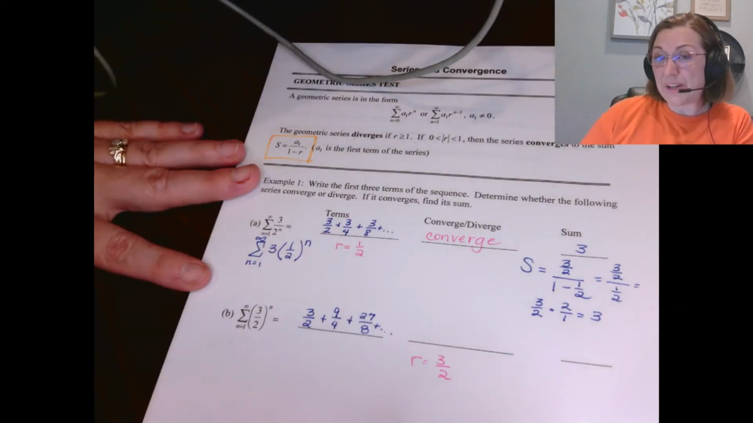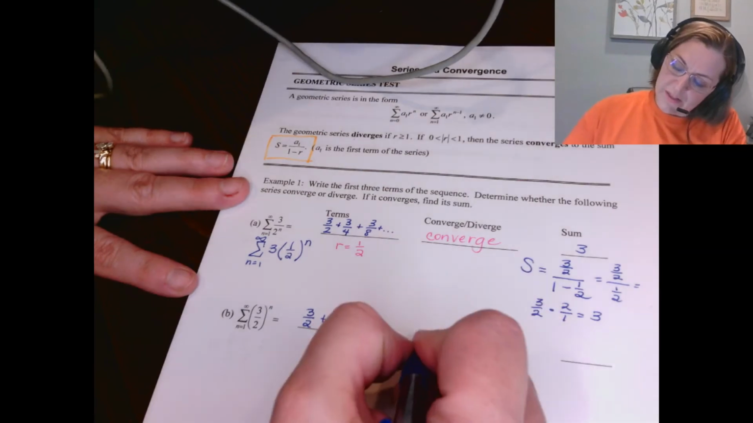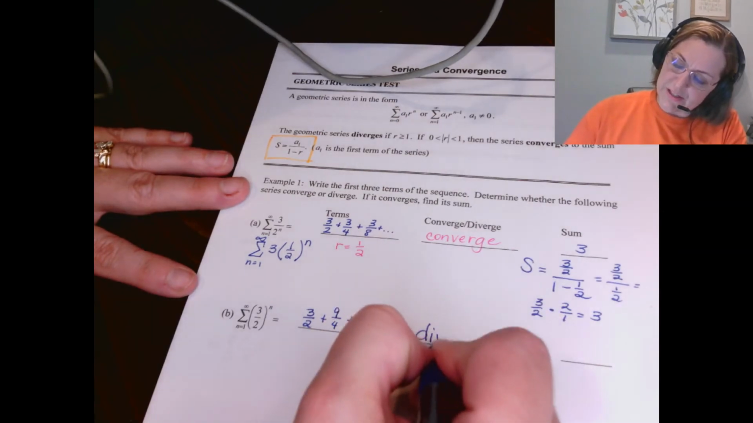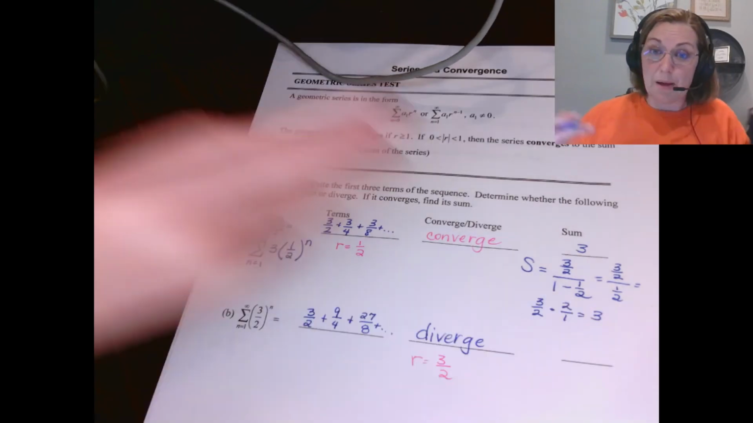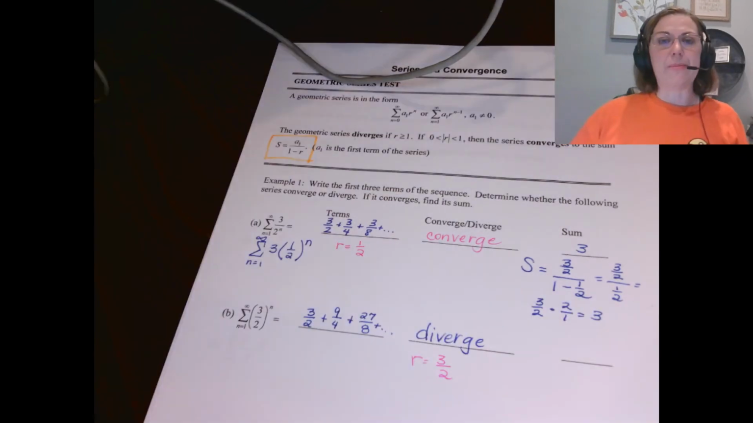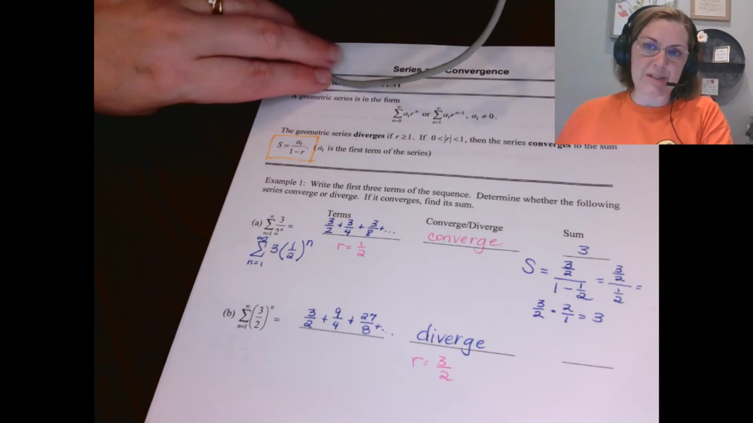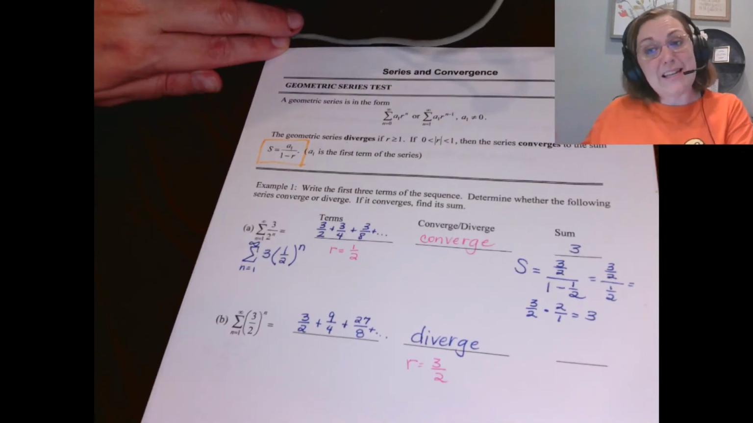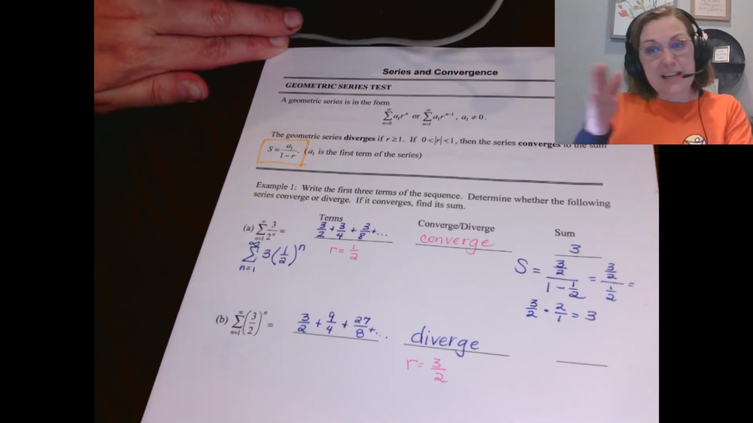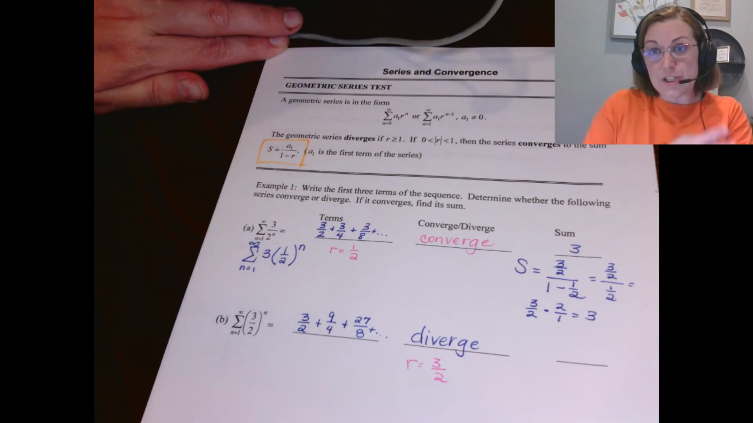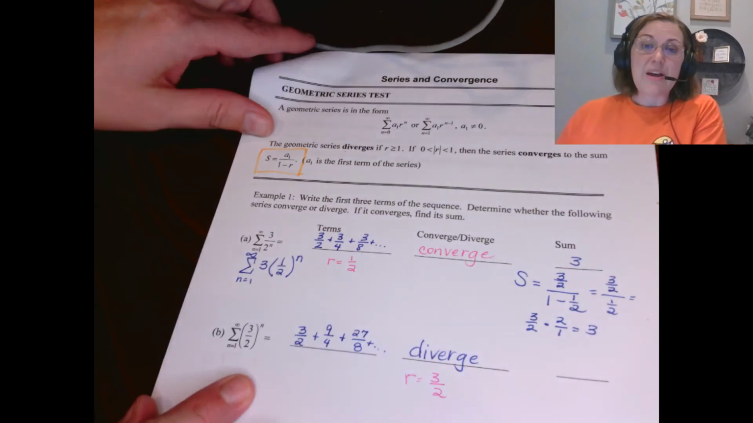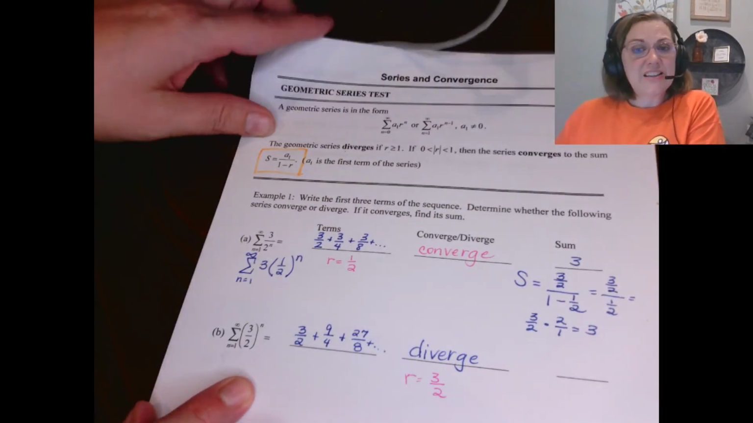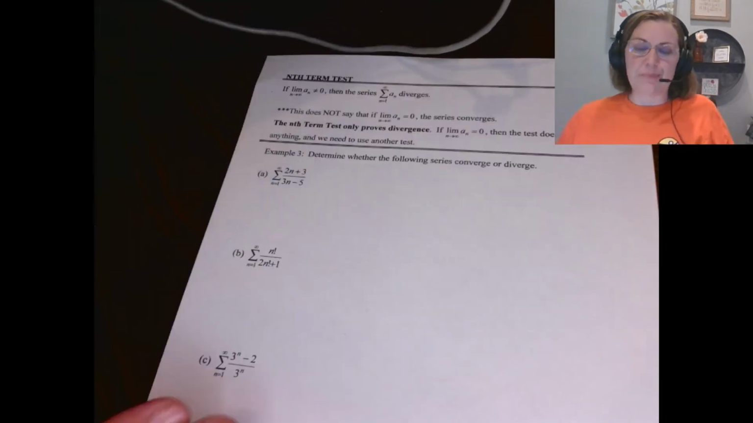And because it's bigger than 1, we know that this diverges. If it diverges, we can't find a sum. So we have to stop there. So that's our geometric series test. It's all about identifying the R value. That's going to be the cue to see if it converges or diverges. If it converges, you can go ahead and take the extra step to find the sum that it converges to.